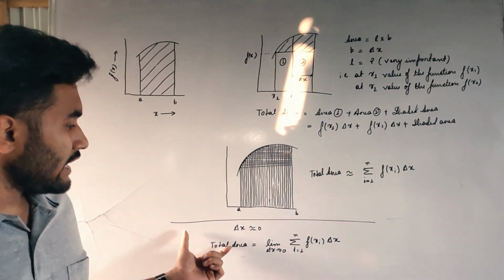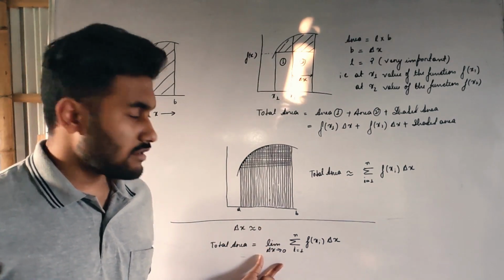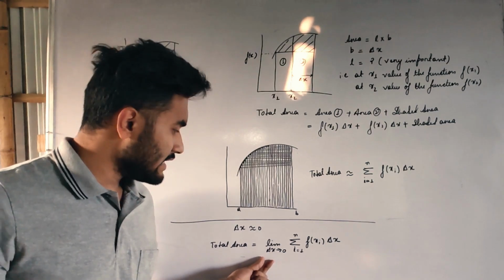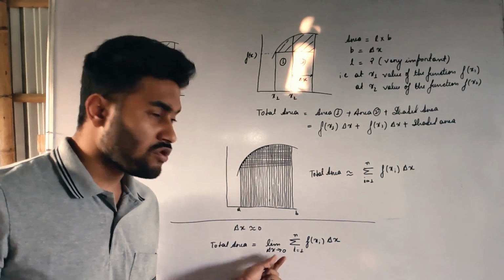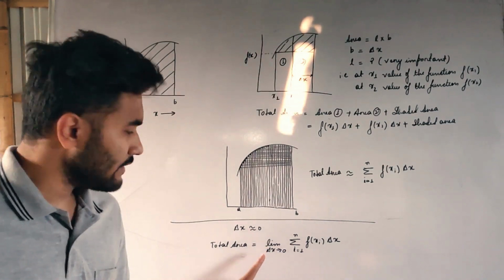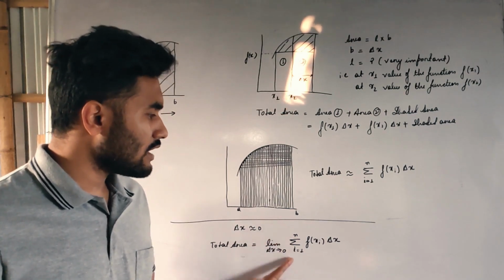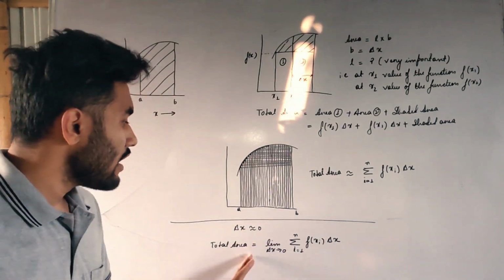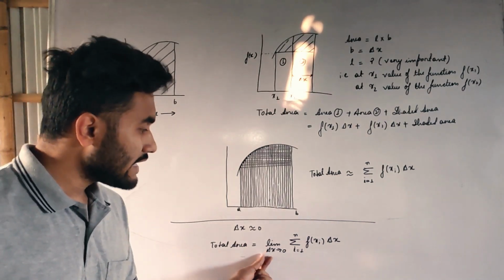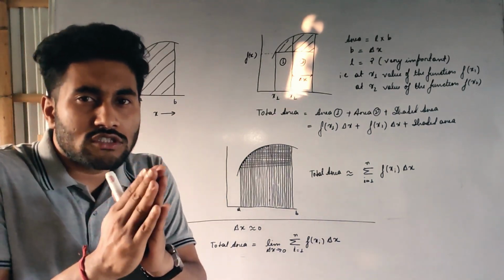Then the total area will be equal to, you have to bring the concept of limit here. Limit delta x tends to 0. It's approaching 0, but it is not exactly 0. It's very, very close to 0. That's why we use delta. So delta x is approaching 0, summation i equals 1 to n of f of x times delta x. Now I can use equal to here. Why? Because delta x is almost 0. The width of the rectangle is so small that it's almost 0 but not 0.